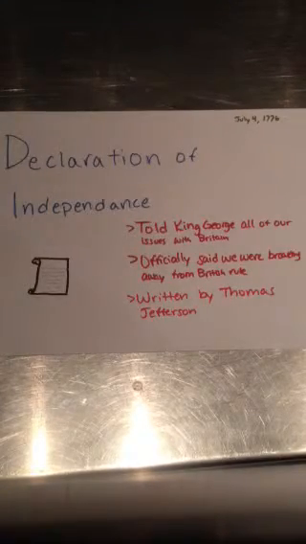The Declaration of Independence told King George of all our issues with Britain and our reasoning for wanting independence. It was written by Thomas Jefferson and was signed by the influential people of the time in the colonies.